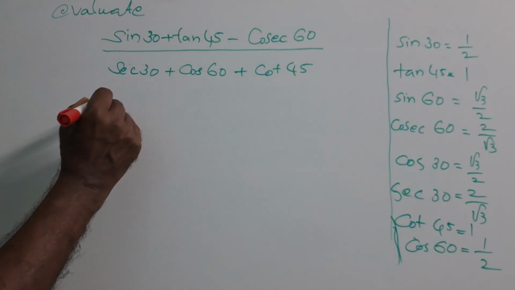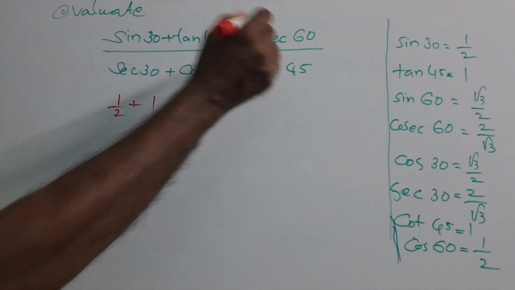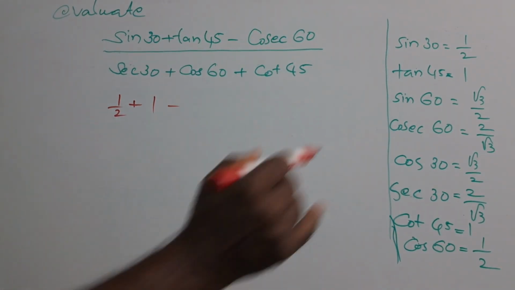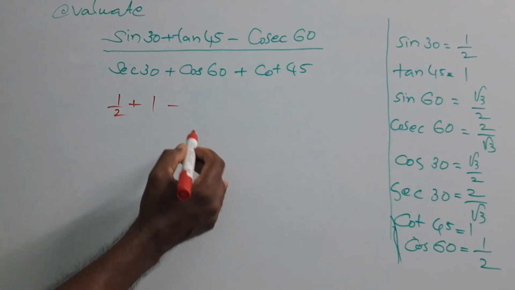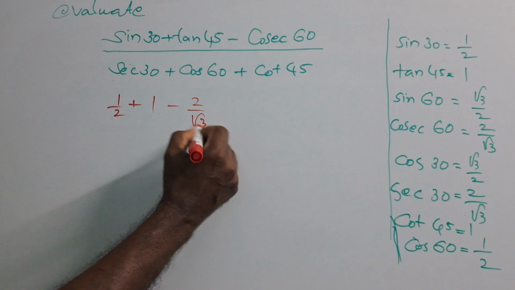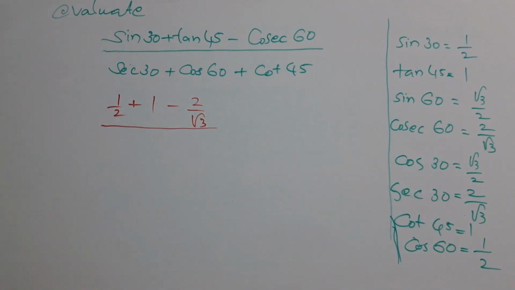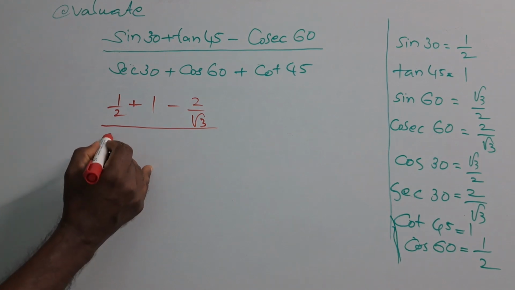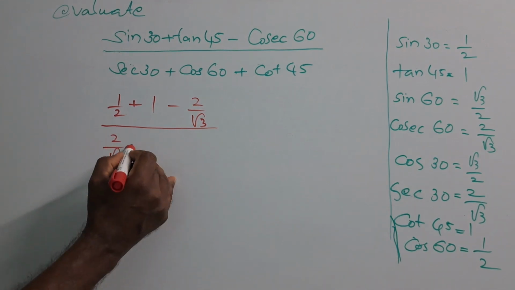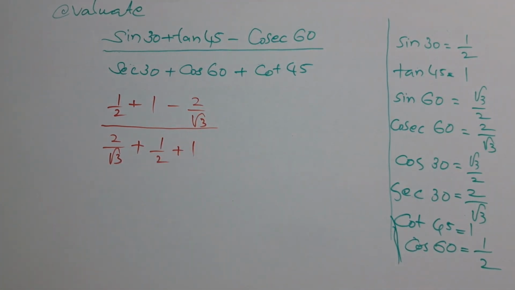Sin 30, we know it is 1 by 2, plus tan 45, 1, minus sin 60, which is root 3 by 2. The reciprocal of sin 60 is cosec 60, it is 2 by root 3, divided by sec 30. Similarly, cos 30 is root 3 by 2 and sec 30 is 2 by root 3, plus cos 60, 1 by 2, cot 45, 1.